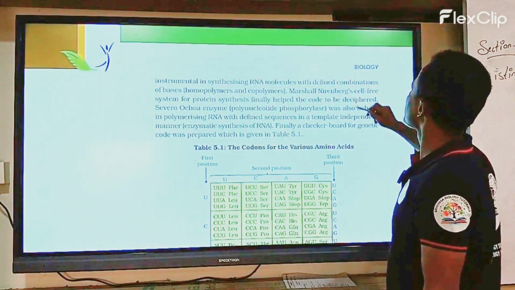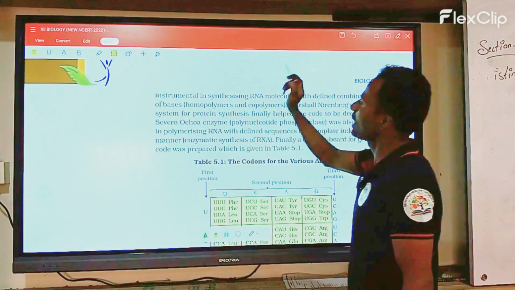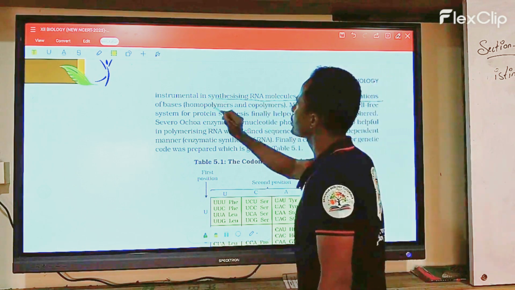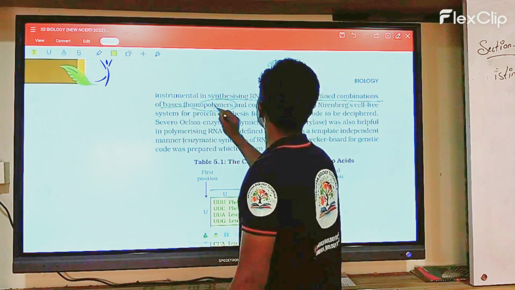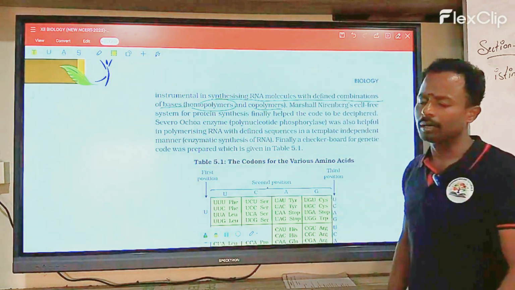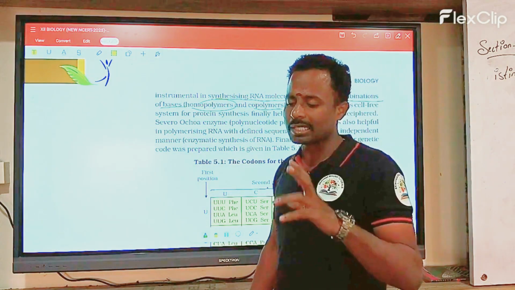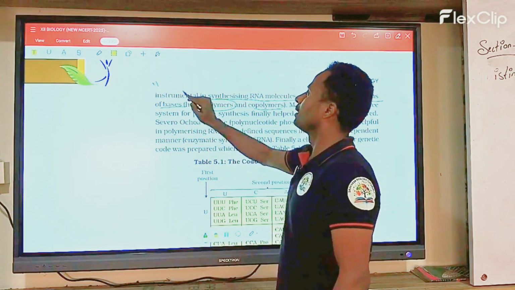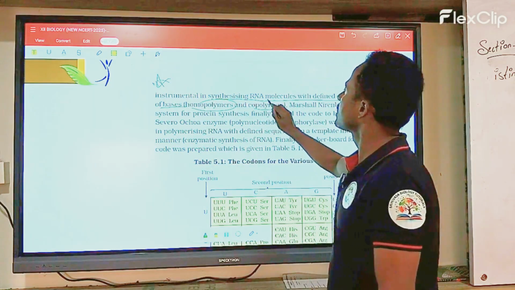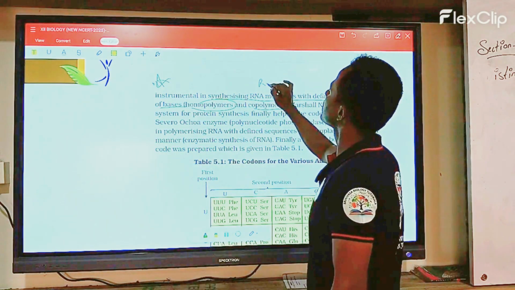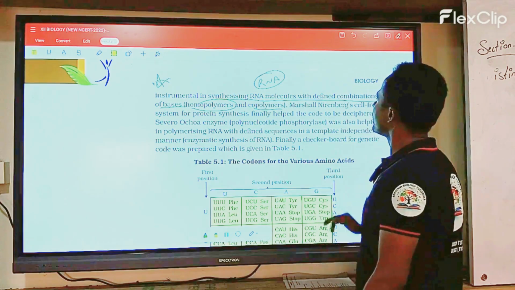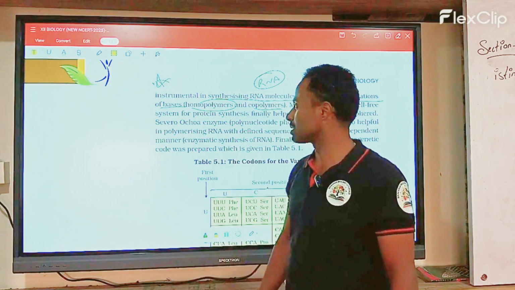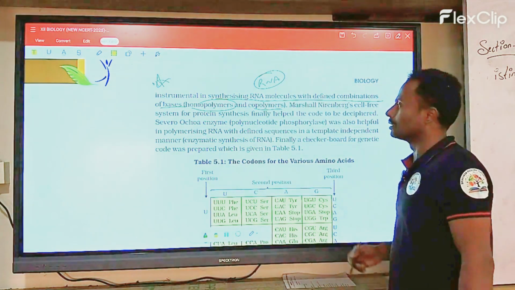See here, the biosynthesis of RNA. He explained the synthesis of mRNA molecules defining the combination of bases, that is, homopolymers and copolymers. Very, very important. Har Gobind Khorana mostly did these experiments. They are instrumental in the synthesis of RNA molecules defining the combination of homopolymers as well as copolymers.